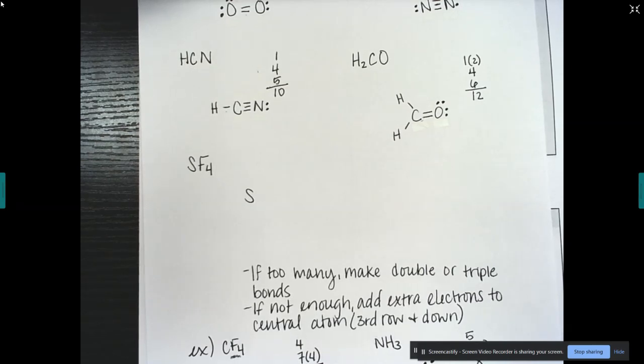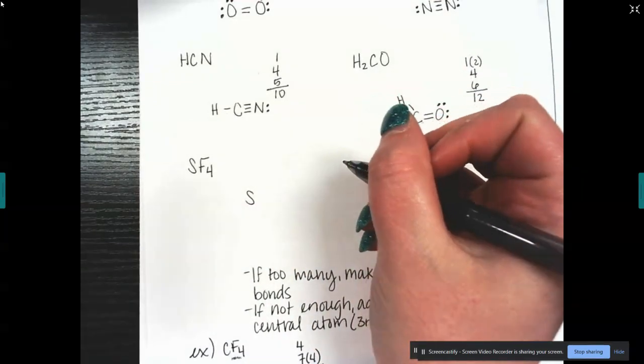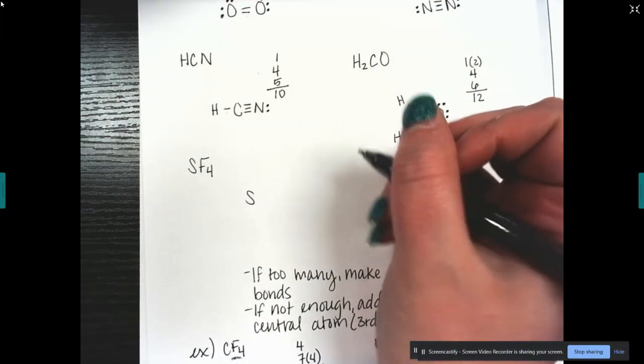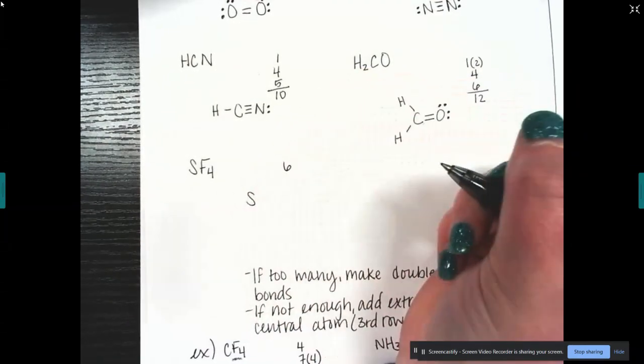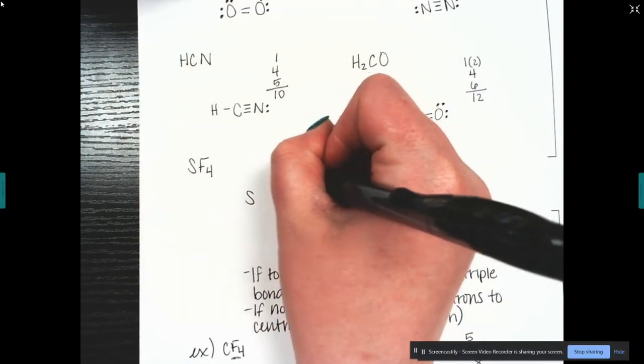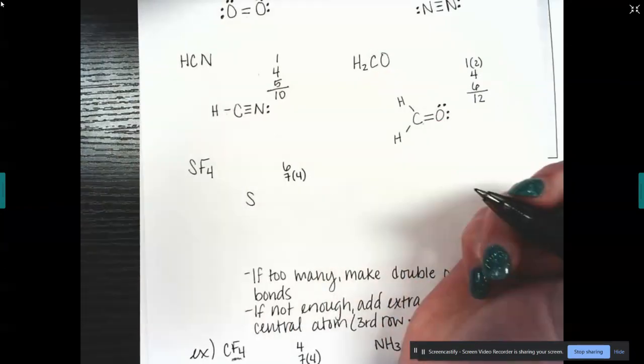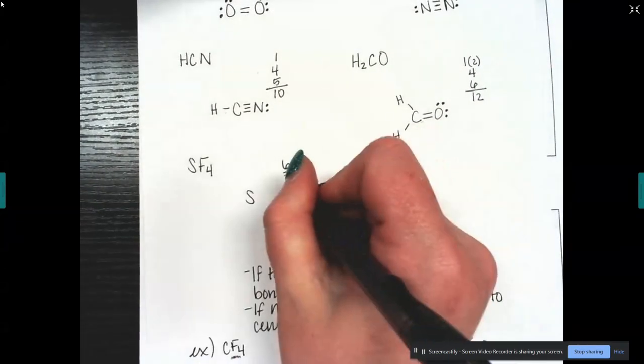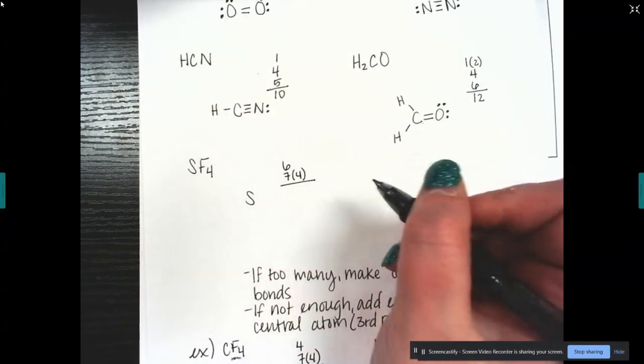All right, so let's count up valence. So how many does sulfur have? 6. And how many does fluorine have? 7. And then you've got to multiply that by 4 because you've got 4 fluorines. So 7 times 4 is 28. And 28 plus 6 is what?